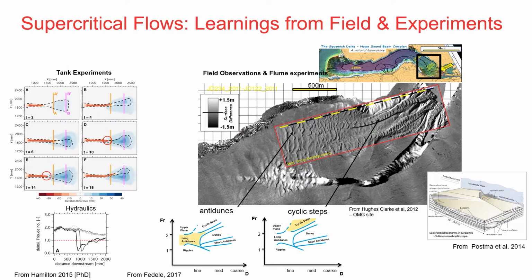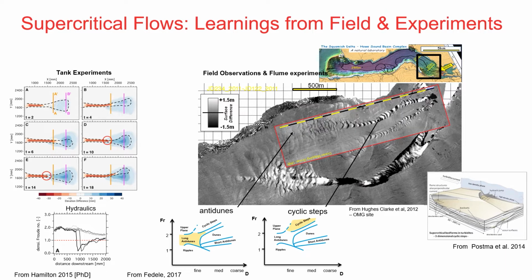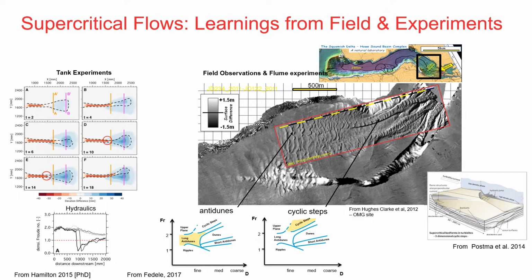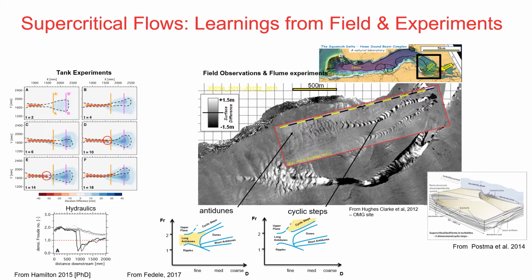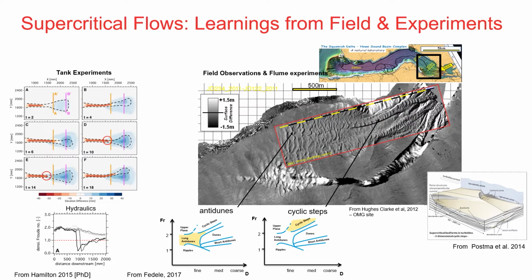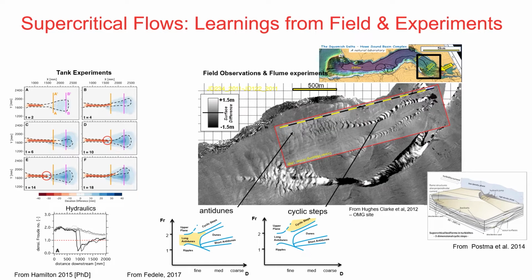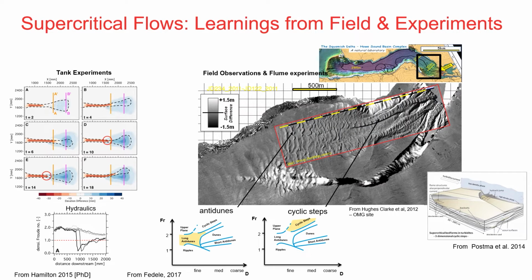Additional information on the relationship between flow and deposit in these steep sandy fans can be obtained by tank and flume experiments as well as field observations. On the left, Hamilton reproduced retreating mouthbars in a tank with a channelized turbulent flow. The flow, initially supercritical, undergoes a hydraulic jump, circled in red, when enough mouthbar relief imposes a change in flow regime to subcritical.